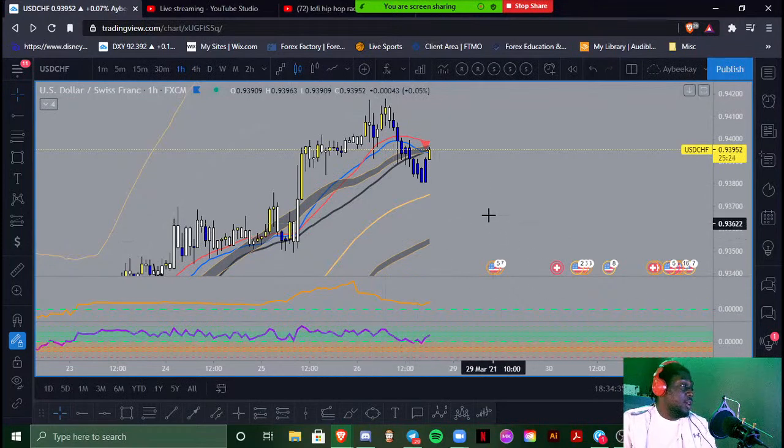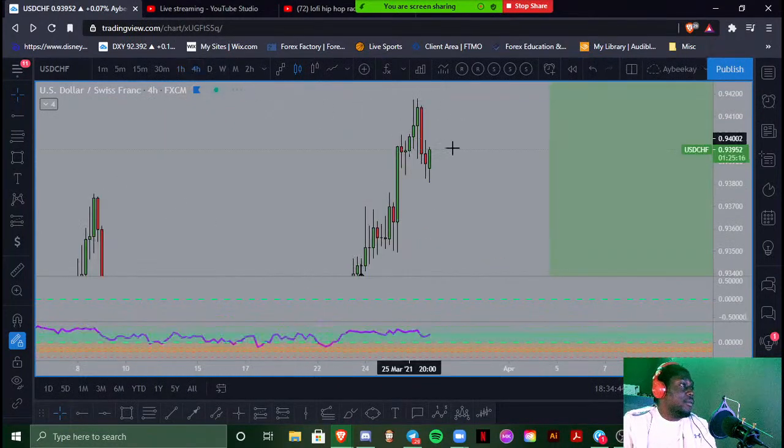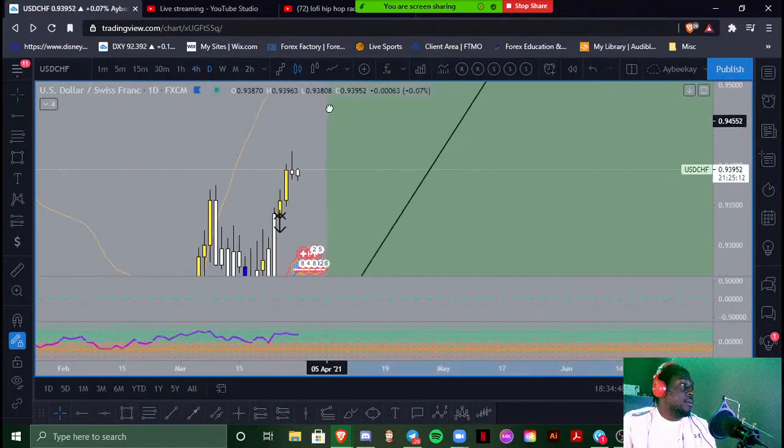So I'll be watching this. It'd be a little risky of a sell, because I don't really care for the way it looks right now. So I'll be watching for it. 4-hour time frame, extremely bullish. Daily time frame, oops.